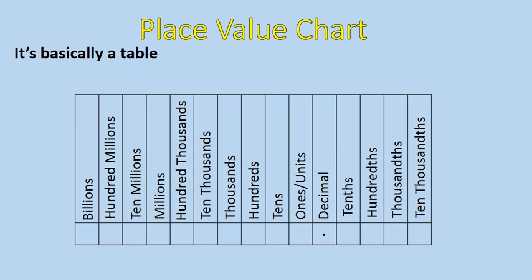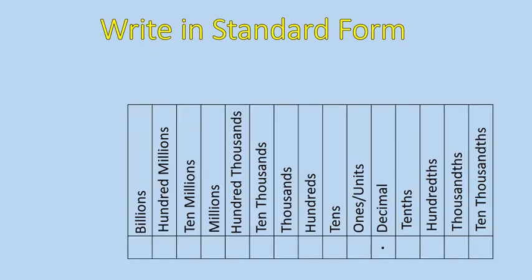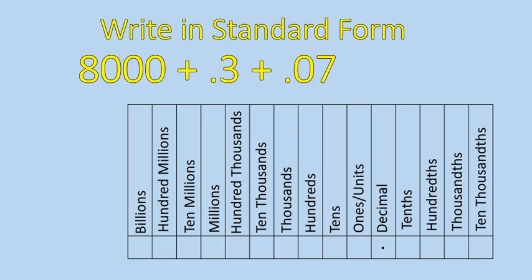So if you haven't already Google searched it and made a screenshot of your own, you can make a screenshot of this one and use it when you're working with place values. There you go. You're welcome. So now let's actually use this place value chart to write a number in standard form.